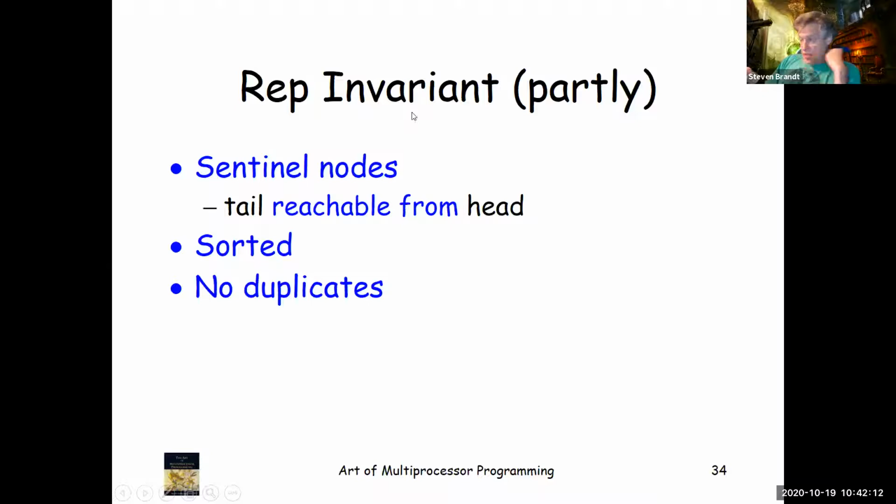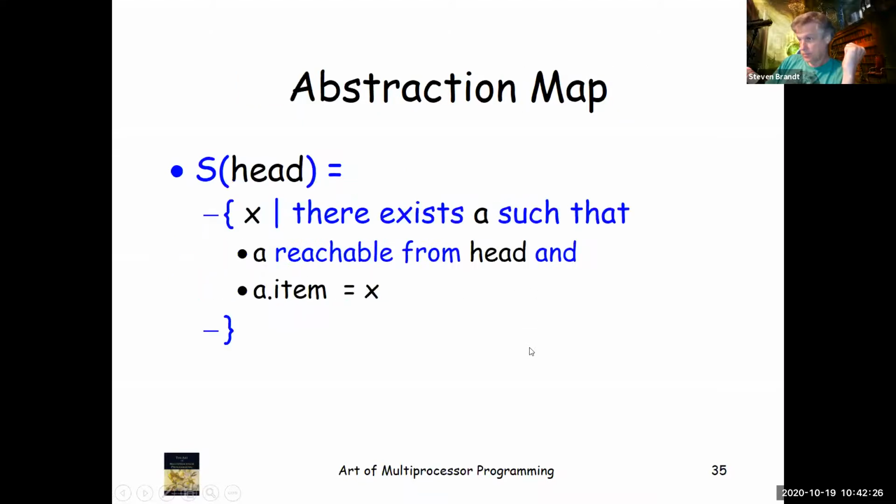And so our invariants are going to be that we have sentinel nodes, that the tail is always reachable from the head, that the list is sorted, and that it contains no duplicates. We have three invariants in this particular example. And we can always say that if S contains X, then there exists A such that A is reachable from the head and A.item is X.